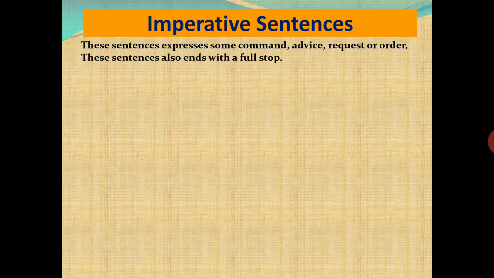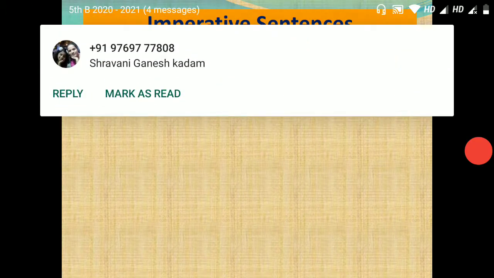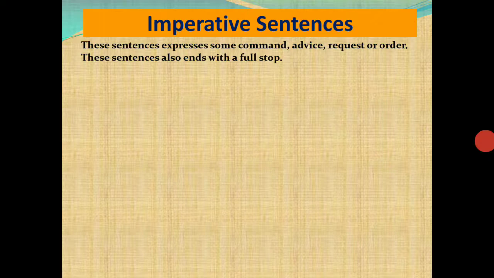Let us look at the next kind, imperative sentences. Now, when we talk about imperative sentences, these sentences express some command, advice, request or order. Command means somebody is asking you to follow. Next one is advice. Somebody is advising you, do this or you don't do this. Request, someone is requesting you, please, can you do that? And order, no, go, sit there. That is order. And these sentences end with a full stop.